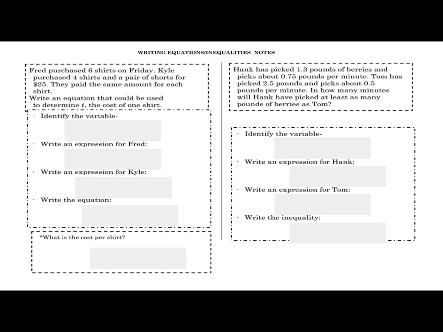Fred purchased 6 shirts on Friday. Kyle purchased 4 shirts and a pair of shorts for $25. They paid the same amount for each shirt. Write an equation that can be used to find T, the cost of one shirt. So I've got the unknown is T. So I'm going to write T, the cost of a shirt.